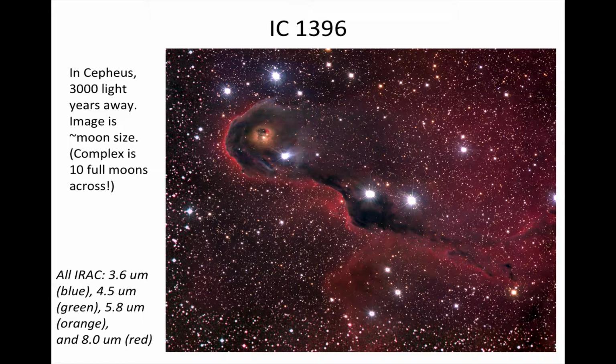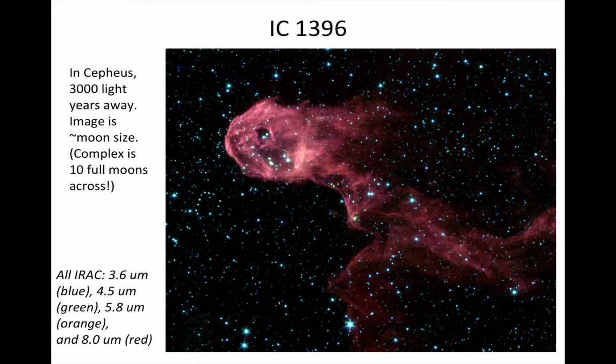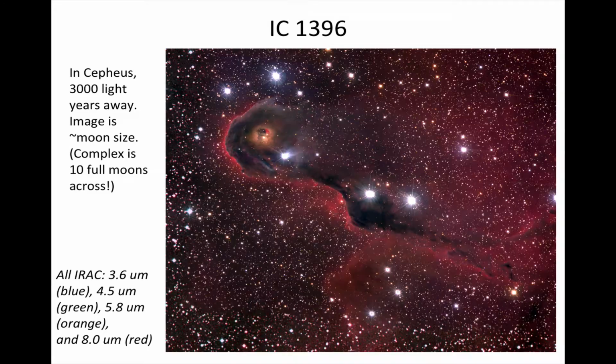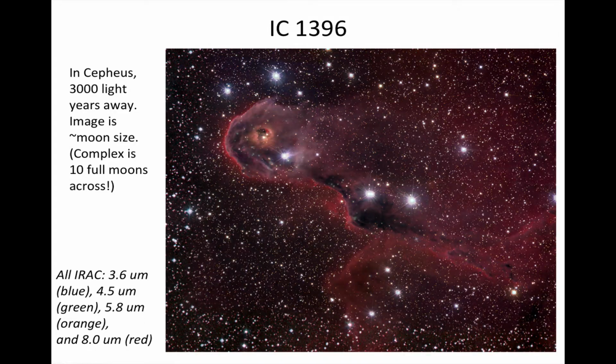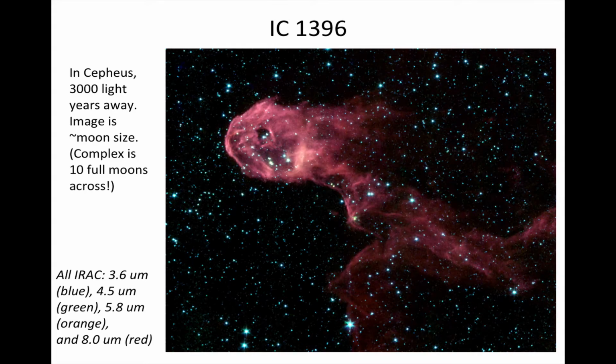This particular object is in Cepheus, which is 3,000 light years away. This image is about the size of the full moon. The whole complex is about 10 full moons across. And this is an optical image. When I hit the button, it's going to fade into infrared. Let me do that again. So as I repeat this, you can look at the regions that are very, very dark in the optical, like here and there. And when we go to the infrared, it's not so dark anymore. It becomes pretty easy to see through it.